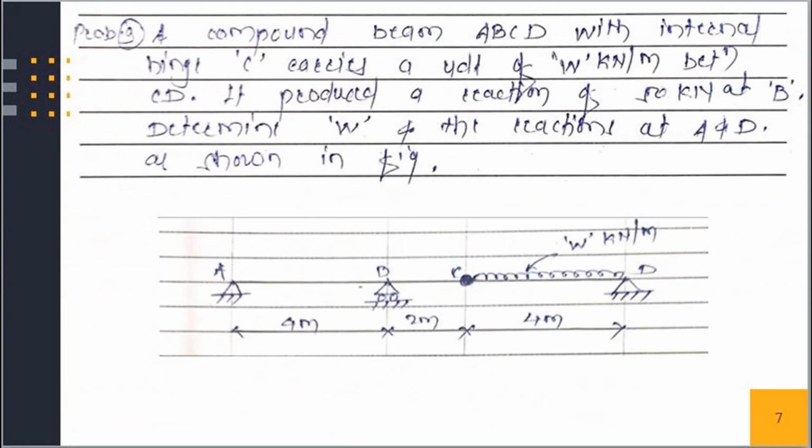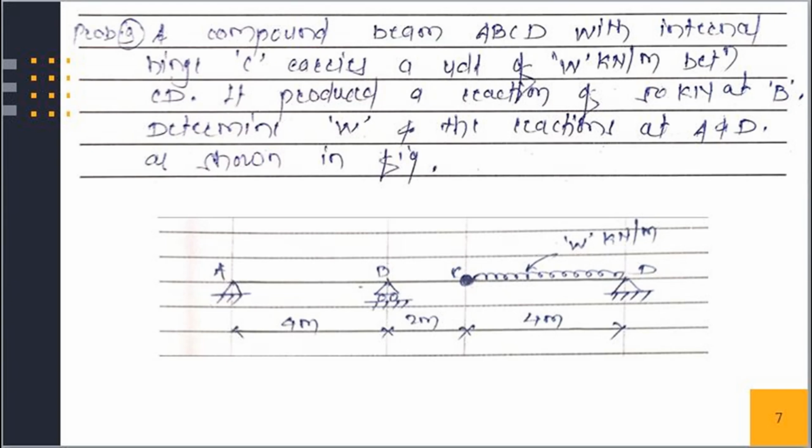Now, next problem. A compound beam ABCD with internal hinge C carries a UDL of W kilonewton per meter between CD. It produces a reaction of 50 kilonewton at point B. Determine W and the reactions at A and D as shown in figure.